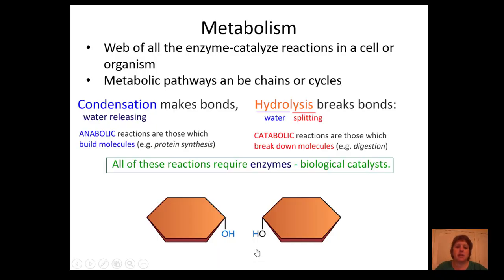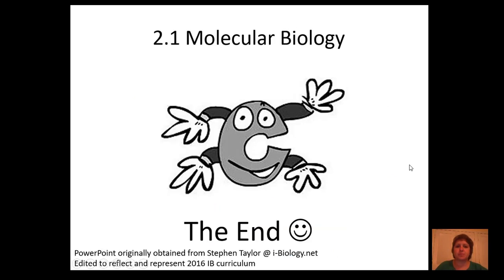All right, so I hope that animation helped you. Do remember, though, that IB is really going to prefer this anabolic to the condensation, where we're building molecules, we're making things, we're making proteins. This will be really important when we're doing that. And catabolic for our hydrolysis reactions, where we're breaking down molecules.